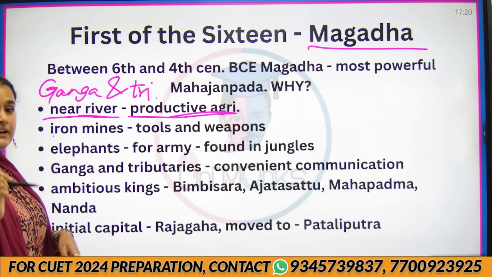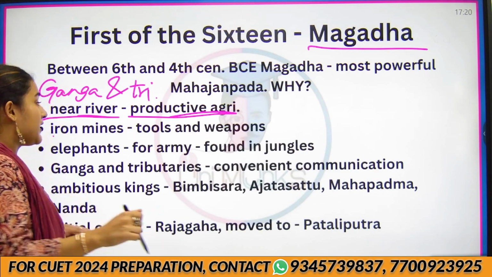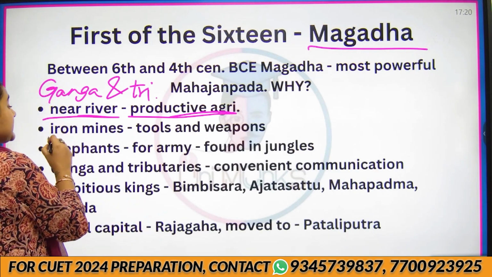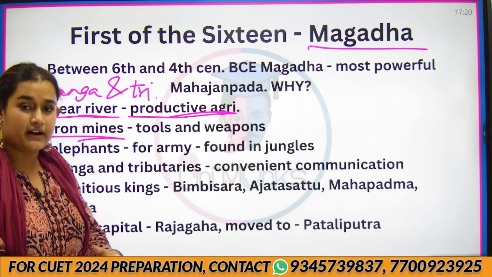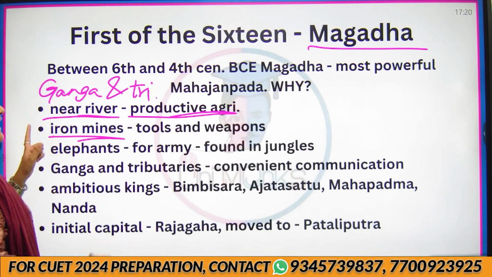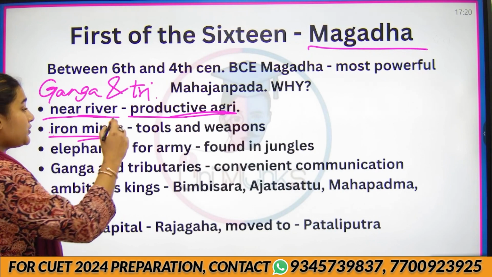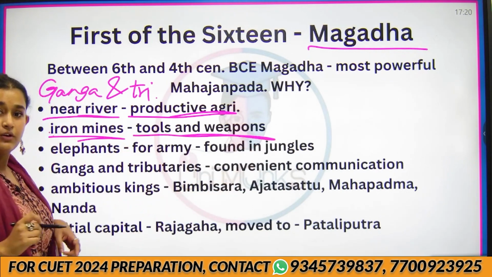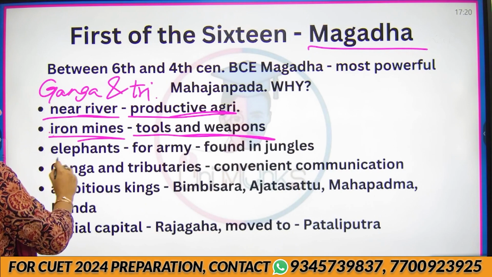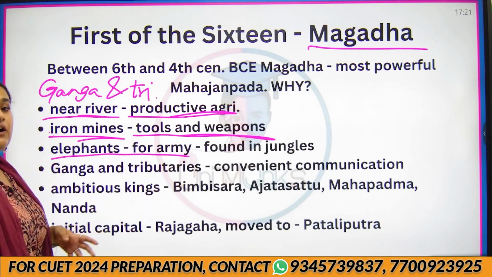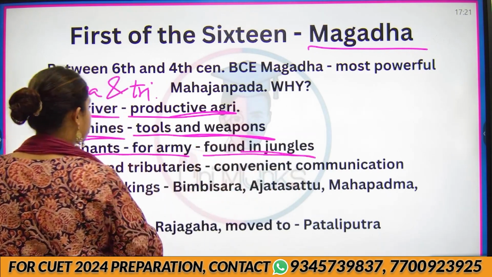Also, if you go back to the map, you see Magadha also has a little bit of current-day Jharkhand in it, okay? Therefore, they had access to iron mines from which they extracted iron and used it to make tools and weapons, all right? They also had elephants for the army, which they found in their kingdom's jungles.